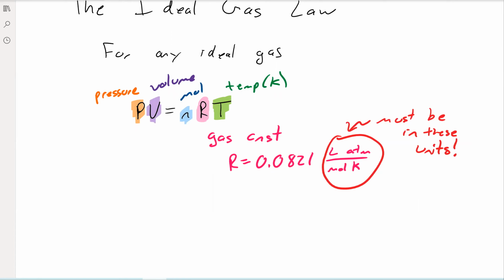If you are using PV equals nRT, your volume must be in liters, your pressure must be in atmospheres, your amount must be in moles, and your temperature must, of course, be in Kelvin.